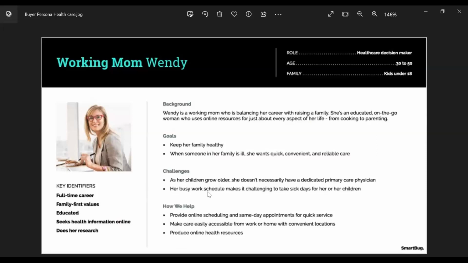Because she has a busy work schedule, it is challenging for her to take sick days for her or her children. So the only day she has time, she's going to need an online service that provides her with same-day appointments and provides the services to her that same day. So you see the problem.